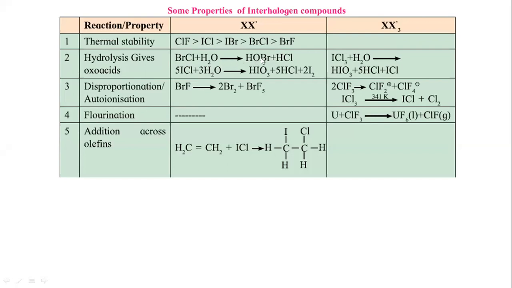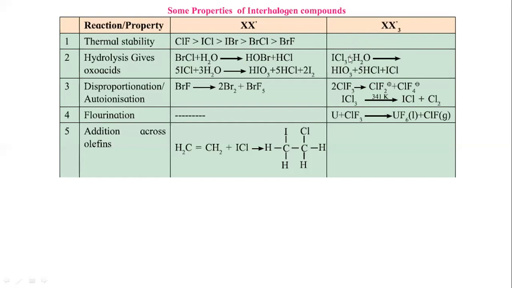This is hypobromous acid. When ICl reacts with water, it gives iodic acid, HIO3, plus 5HCl plus 2I2. This is a disproportionation. Autoionization takes place. 2BrF3 gives BrF2+ plus BrF4-.